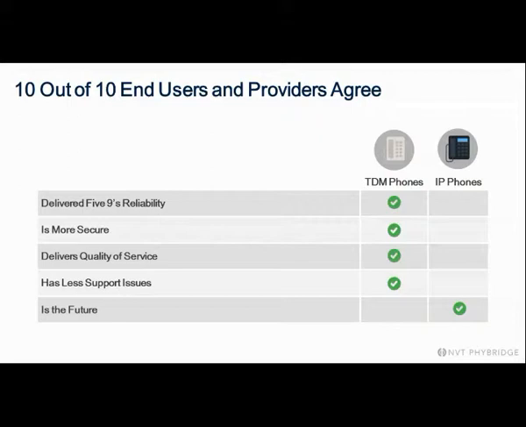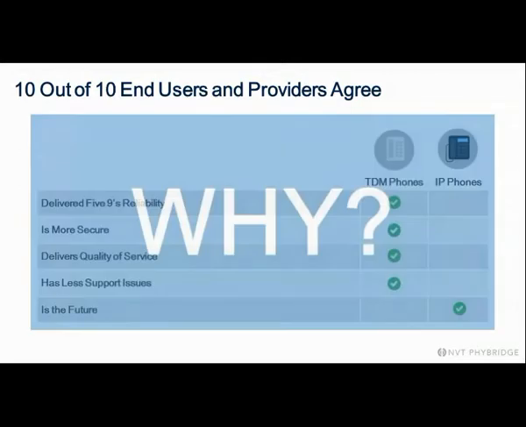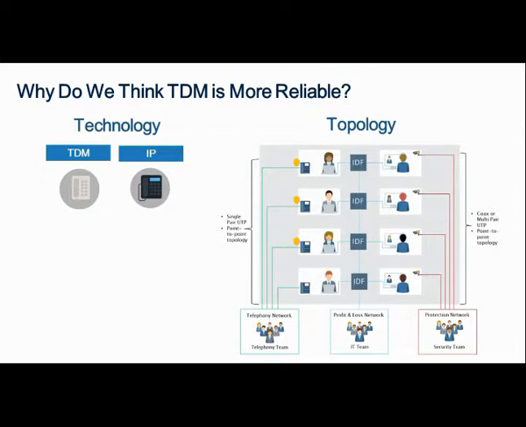So I challenge them to ask why. Why is that the case? Well, if you take a look at the next slide, the question becomes, is it technology or is it topology? Because if you take the actual inner workings of a TDM phone versus an IP phone, there isn't that much of a difference to make that TDM phone actually better. In fact, I would argue, given the capabilities of the IP phone, in the sense of HD voice quality, the IP phone should be a better performing phone. So it's not the technology, it's the topology.